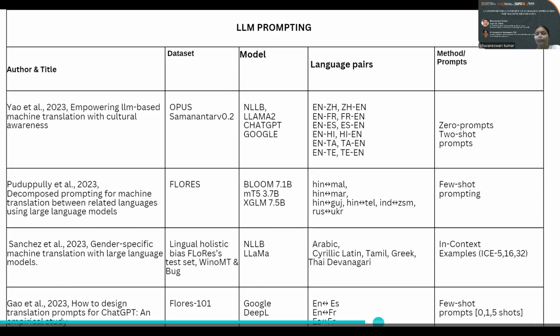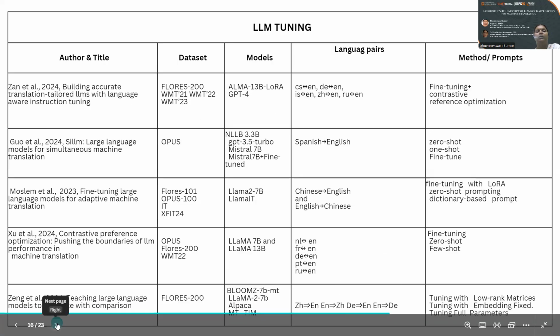And then with LLM tuning, these are a few listed papers in LLM tuning, where the major models that have been trained are Llama 13B, NLLB 3.3B, GPT 3.5 Turbo, Mistral, Llama, Llama 2, Llama IT, and then Llama with different parameters like 7 billion, 13 billion, and then BLEU. So these are the common models that have been used for training.